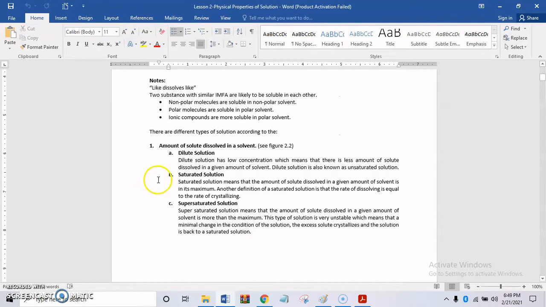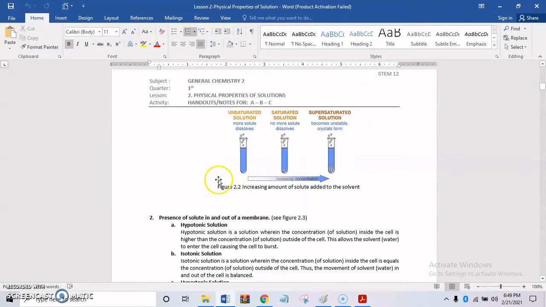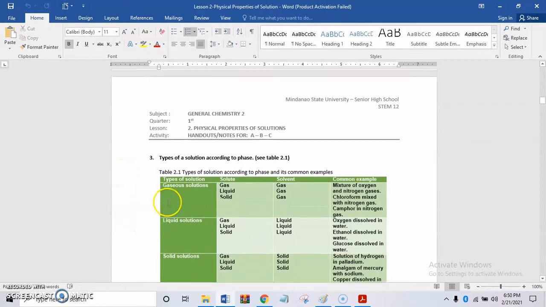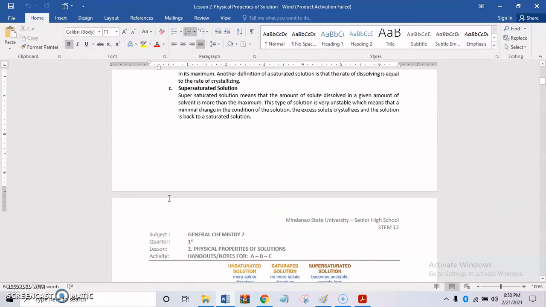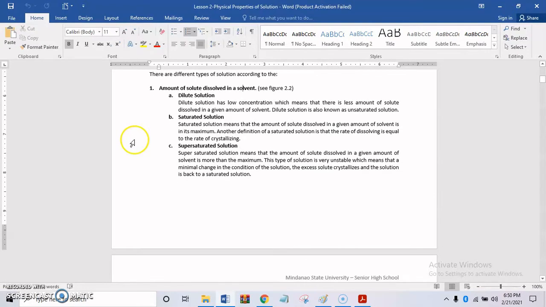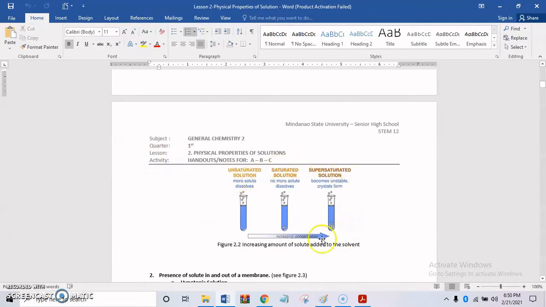There are three different types of solution, according to the amount of solute dissolved in the solvent, the presence of solute in and out of a membrane, and the types of solution according to phase. So let's tackle first the first type of solution: the amount of solute dissolved in a solvent. Let's focus on this picture. Figure 2.2, from left to right, shows increasing amounts of solute added to the solvent.